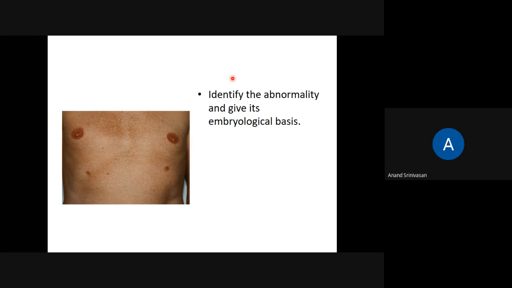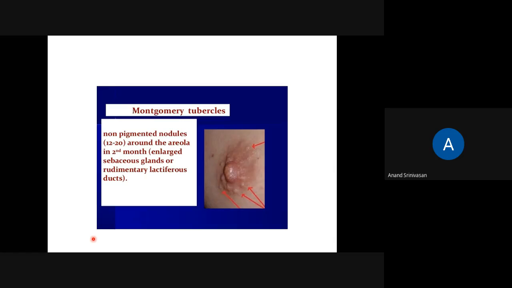Yes, what is this? Normal or abnormal? If abnormal, what is the abnormality? Good. Accessory nipples, or you can call it supernumerary nipples. And another thing, if you note it, it is along the mammary ridge. If you see these accessory nipples, they are along the mammary ridge. You know what is a mammary ridge? Extending from axilla to the inguinal region. So that's the mammary ridge.